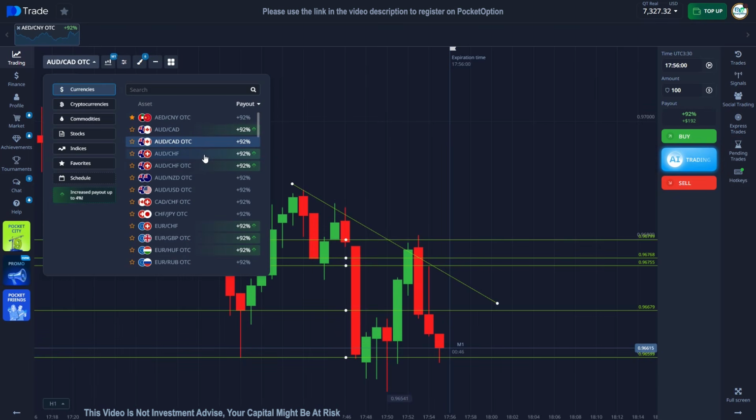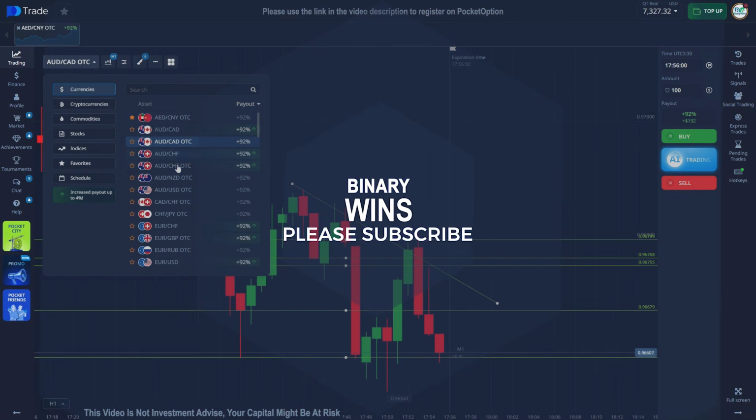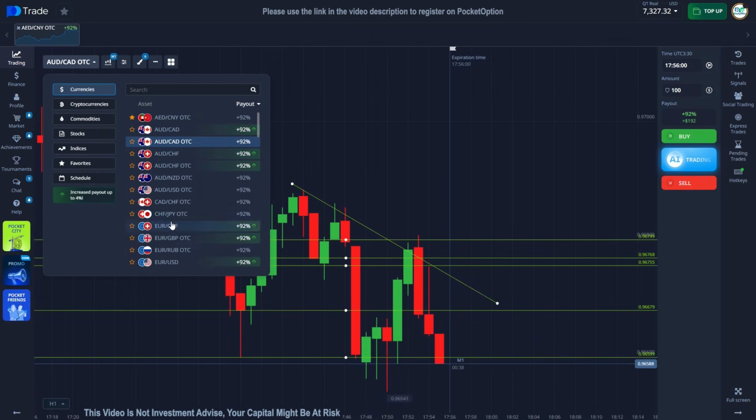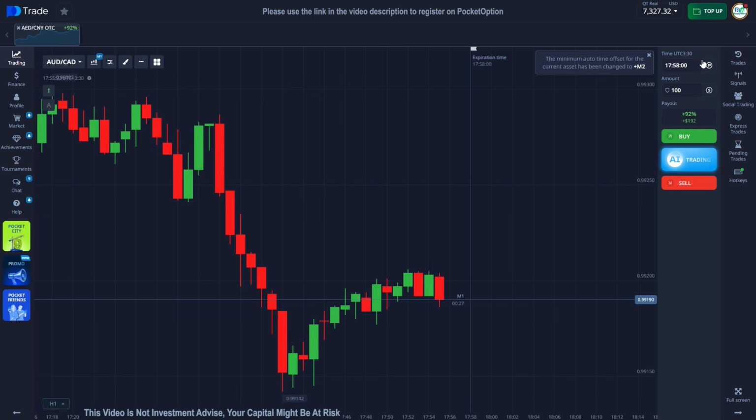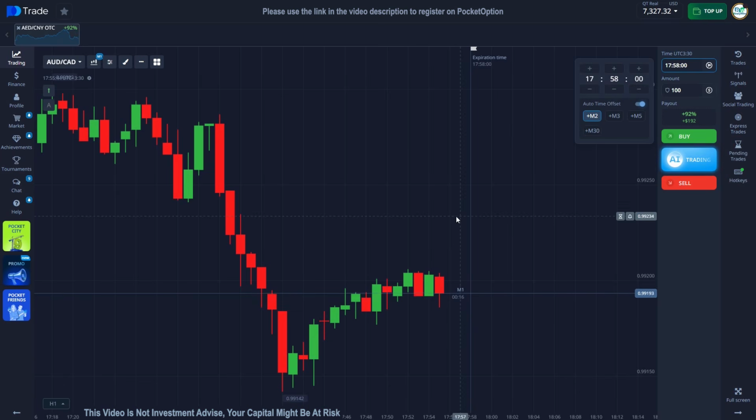You can see that today we have both the OTC and the main market. But if I click on the main currency pair, look, for trading in floating time, the floating time automatically changes to 2 minutes. That is, the minimum floating time for trading in the main currency pairs is 2 minutes in the PocketOption broker.